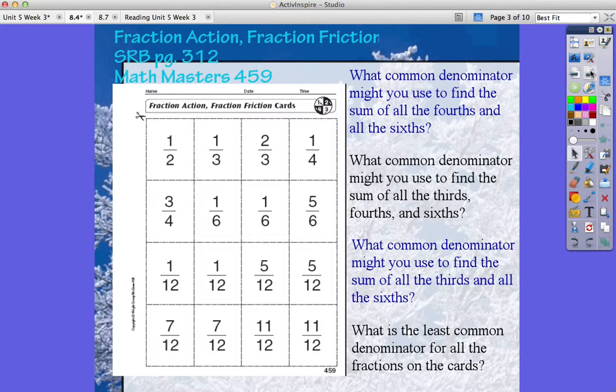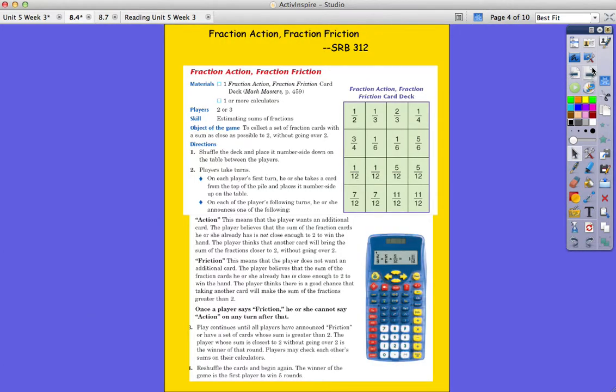What common denominator might you use to find the sum of thirds and sixths? So what common denominator do they have? And what is the least common denominator for all the fraction cards? So what number do 2, 3, 4, 6, and 12 all have in common? That should help you as you play fraction action, fraction friction, which is in your SRB on page 312.